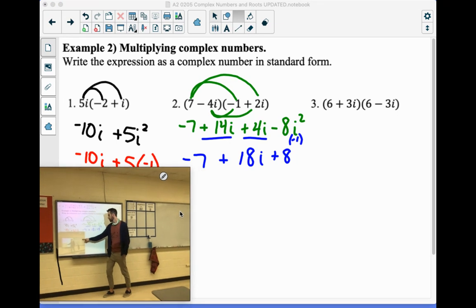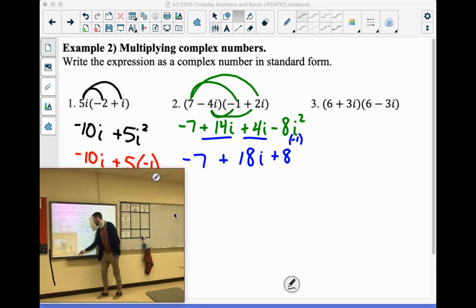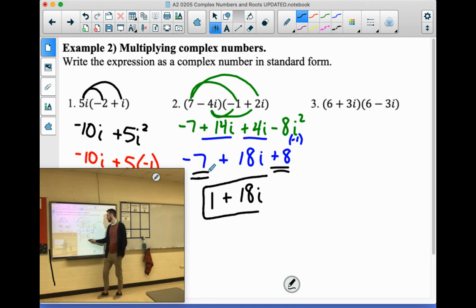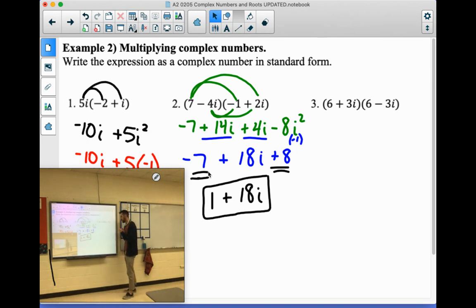So scooch over there a little bit. Still combining our like terms, we have negative 7 plus 8 is 1, plus 18i. We can't combine those anymore, so that would be our final answer on that. Last one, and then you're going to try some.